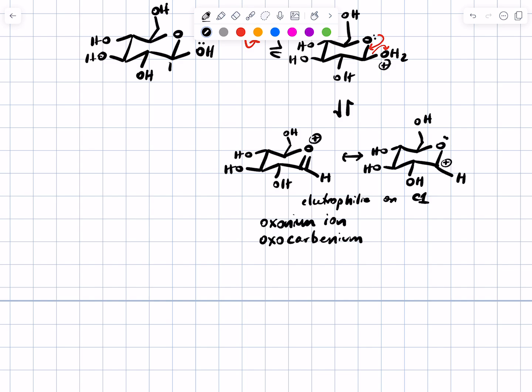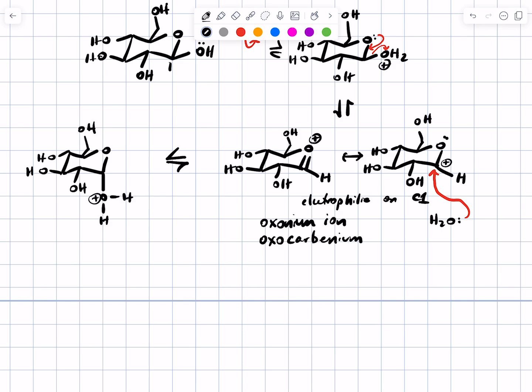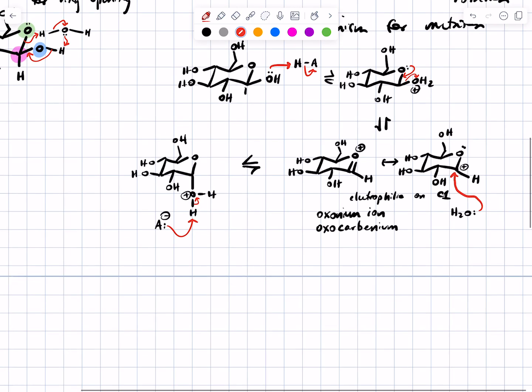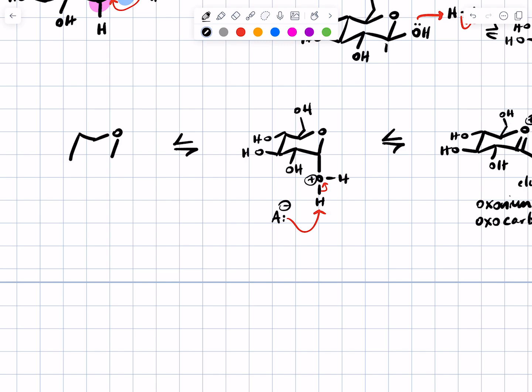Then you can see how we get the alpha anomer if we have water attack the oxocarbenium ion from below instead of from above. If water attacked from above, we would simply go back to the beta anomer. If water attacks from below, then we make the new bond with oxygen in this equatorial position. And then at that point, getting to the alpha anomer is simply a matter of using the conjugate base of our acid to deprotonate the oxygen. And that's another way we can get to the alpha anomer.